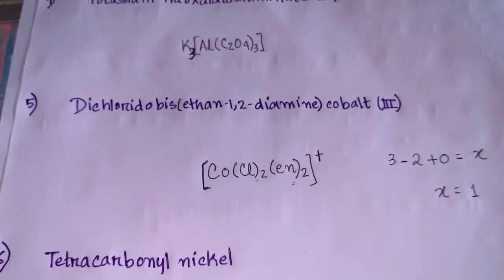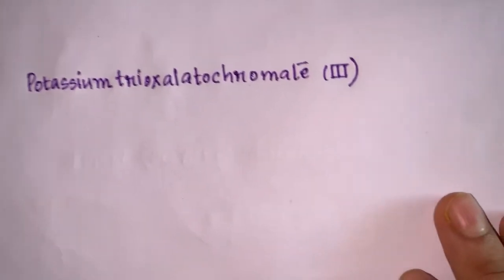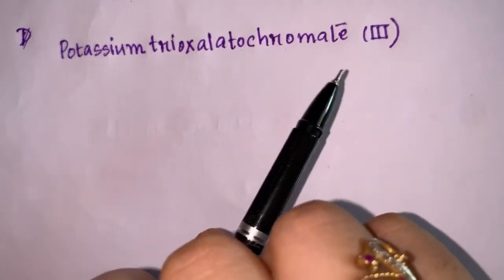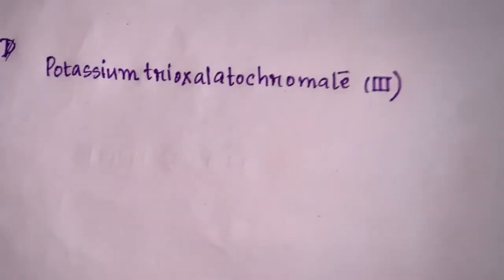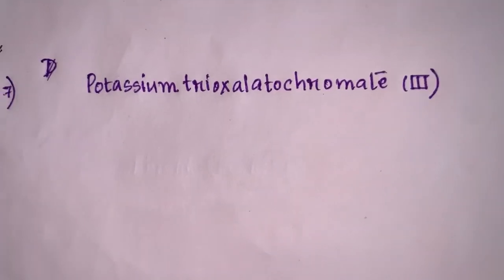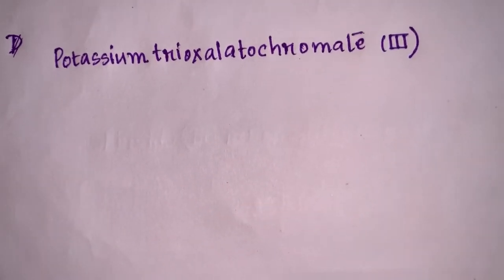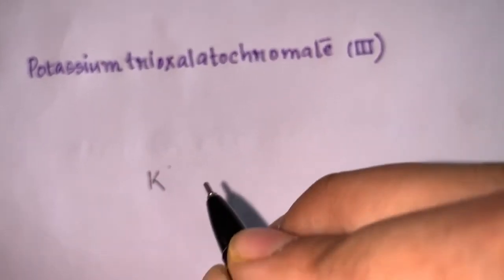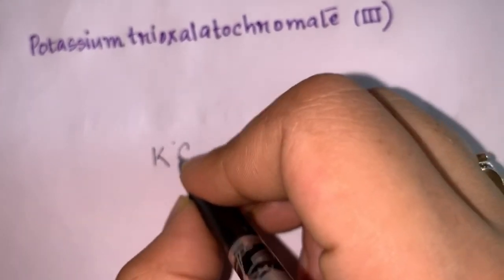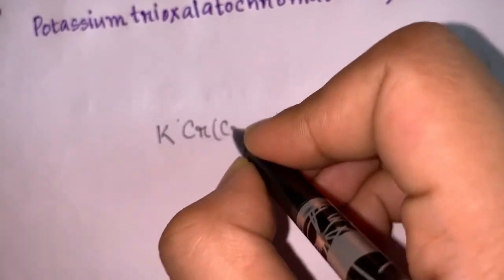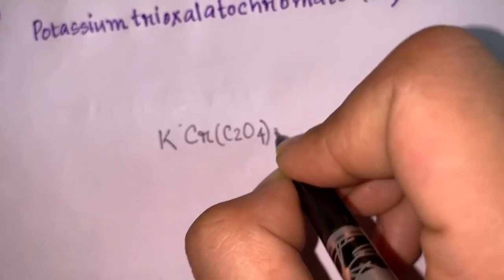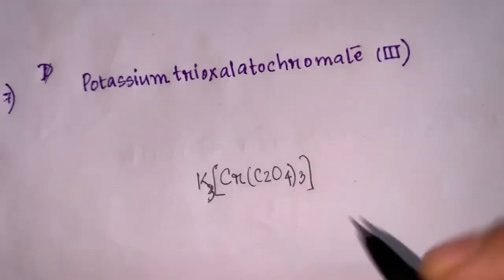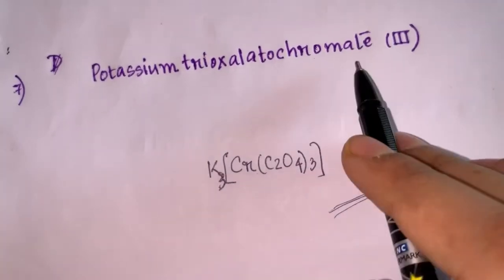So that's all. And one more question, the last one is potassium trioxalatochromate(III). Now, I think by now it became easy for you students to understand. Potassium trioxalatochromate. Okay, so this is the formula for the last one.